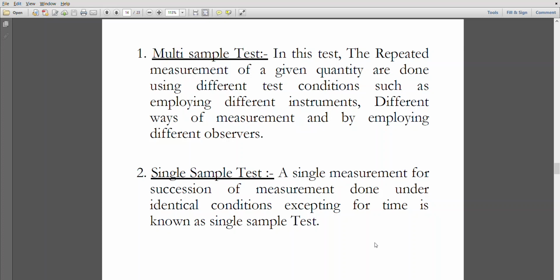So I collect the data at different conditions to understand how this data is distributed, so that I can avoid these random errors. That is the ultimate goal of doing this procedure of experiments and the multi-sample test. Let's say I don't have time. What I will do, I will go for a single sample test. So I use a single bath, a single instrument, a single observer to collect the data. That becomes the single sample test.